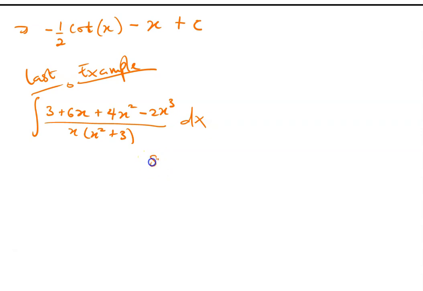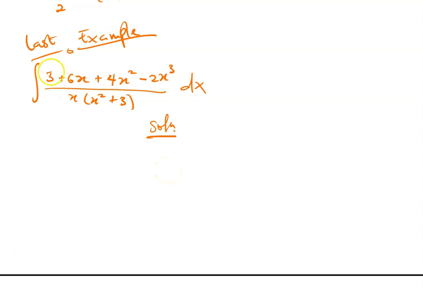With this solution, I'm first going to break this down with partial fractions. So I have 3 plus 6x plus 4x squared minus 2x cubed, all over x squared into brackets x squared plus 3. That's how the question looks.